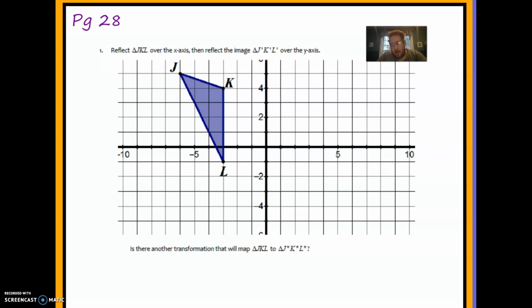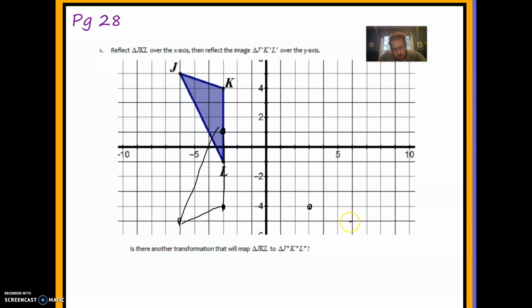All right, page 28 says, reflect this over the x-axis and then reflect over the y-axis. Well, as we might have stated in a prior video, reflecting over x and the y is basically the same as a 180-degree rotation. 1, 2, 3, 4. This is going to be 5 away, so 5 away, and then I can connect, and there's the reflection over the x-axis. And then do the same thing across the y-axis.